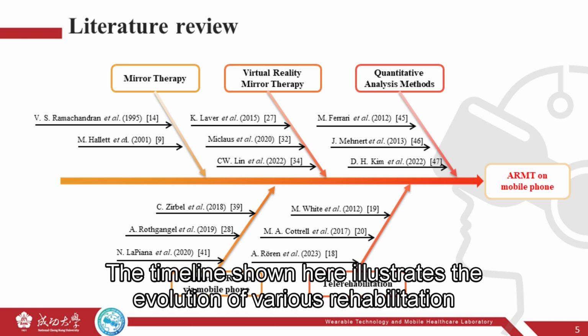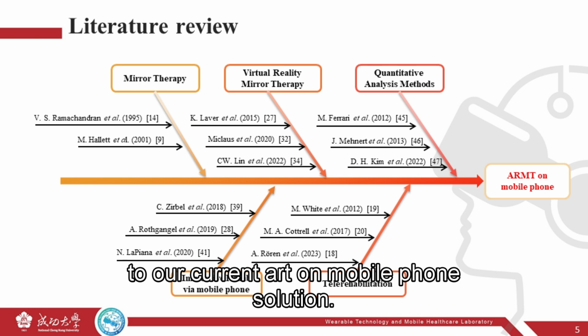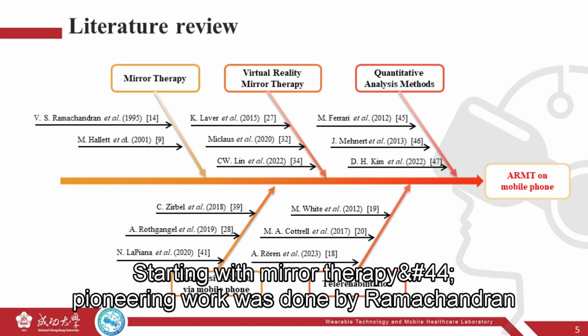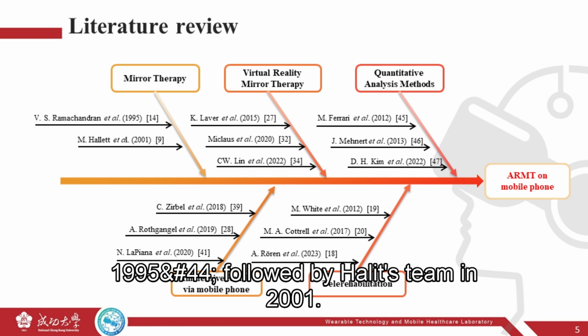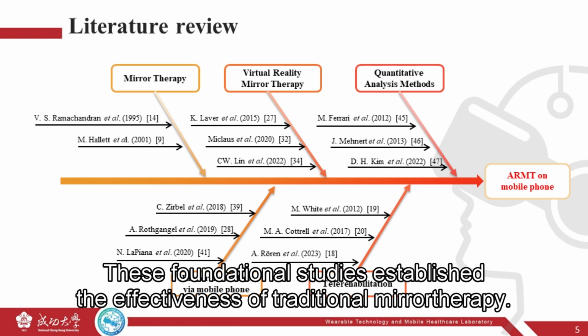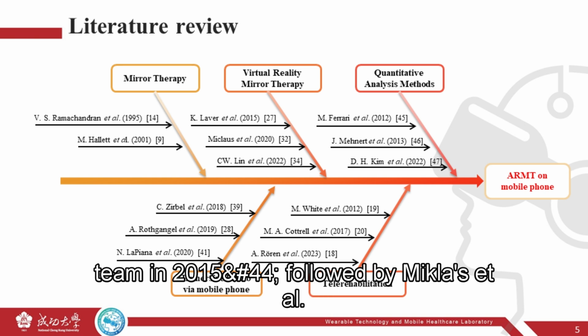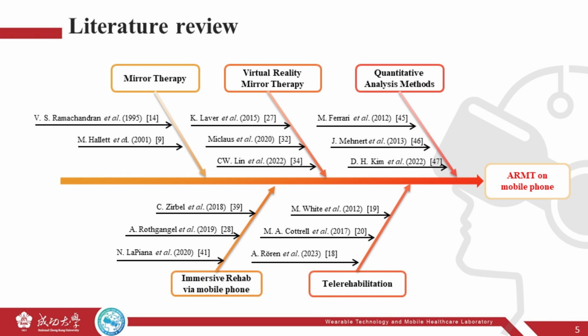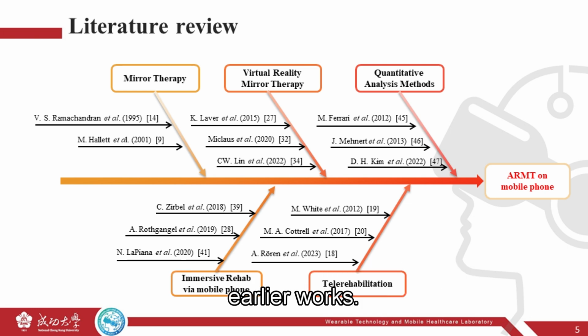The timeline shown here illustrates the evolution of various rehabilitation approaches leading to our current ARMT mobile phone solution. Starting with mirror therapy, pioneering work was done by Ramachandran and colleagues in 1995, followed by Hallett's team in 2001. These foundational studies established the effectiveness of traditional mirror therapy. Moving to virtual reality mirror therapy, significant contributions were made by Laver's team in 2015, followed by Mike Laws et al. in 2020. Our own team, led by Lynn, contributed to this field in 2022, building upon these earlier works.